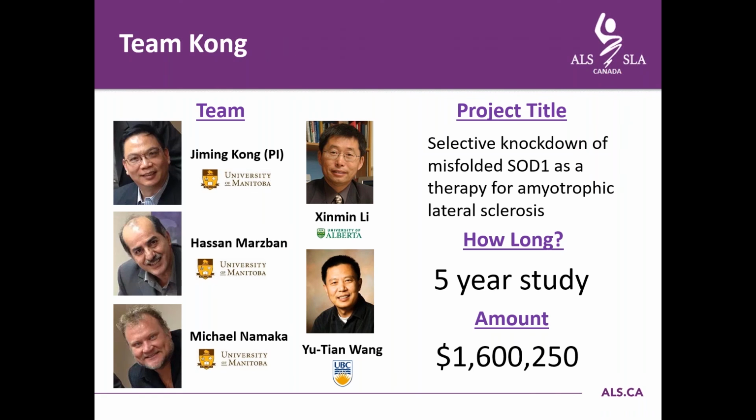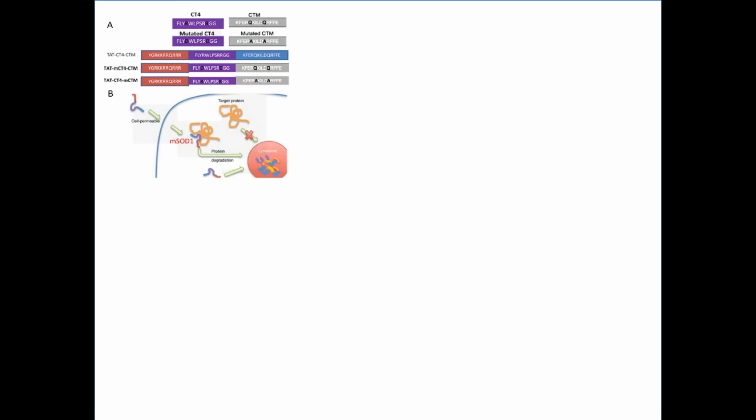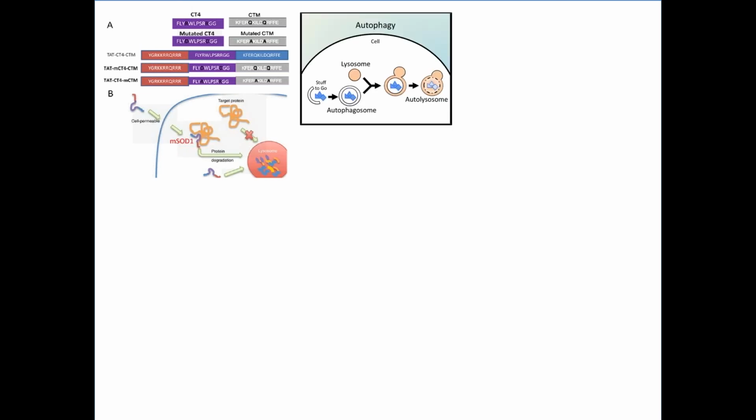Dr. Yu-Tian Wang at the University of British Columbia developed a new potential therapeutic avenue where a specific product can go into a cell and target a bad or toxic protein for degradation through a system called autophagy. It basically puts a target on it and sends it to one of the cellular garbage cans. If there's something toxic in your cells, that's a pretty good thing, because you're pulling away all of that bad stuff.